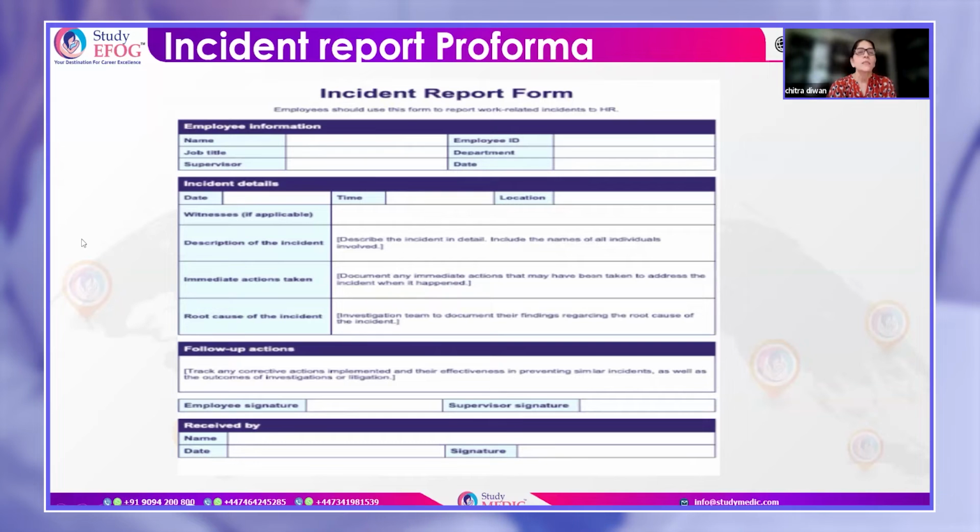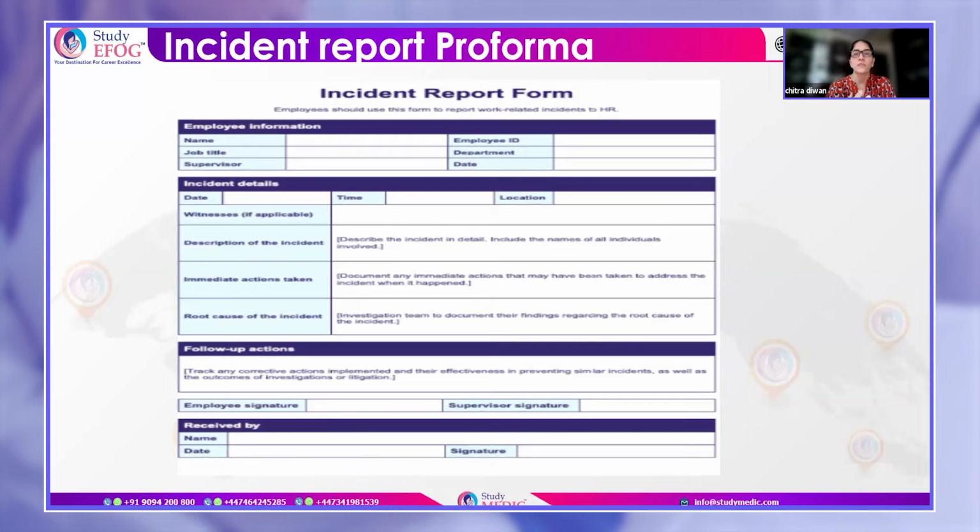Now, remember, this can be different from the time when the incident happened. Then when you are writing the incident details: the date when the incident happened, the time of the incident, and the exact location where it happened. So don't write it happened in this hospital. In which department, in which room, whether it took place in the labor room or in the operation theater or in the clinic, you have to be very precise about the location. Were there any other persons who were witnesses for the incident?